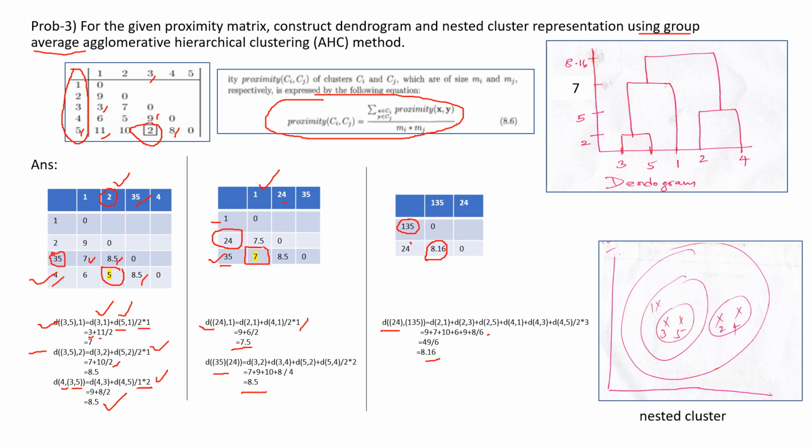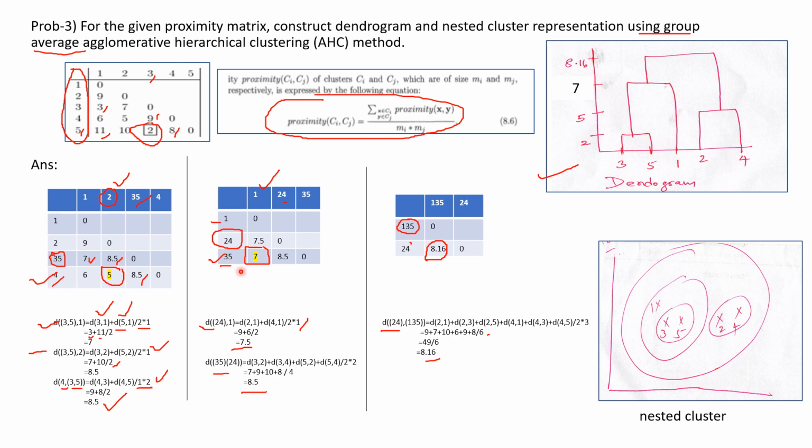Now you do the dendrogram. How do you do the dendrogram? First, which point was merged? Sorry, 3 and 5 were merged because 2 was the smallest number. So 3 and 5 are merged with 2 as the distance. Next, which was merged? 2 with 4 was merged with a distance of 5. So 2 and 4 are merged with a distance of 5.